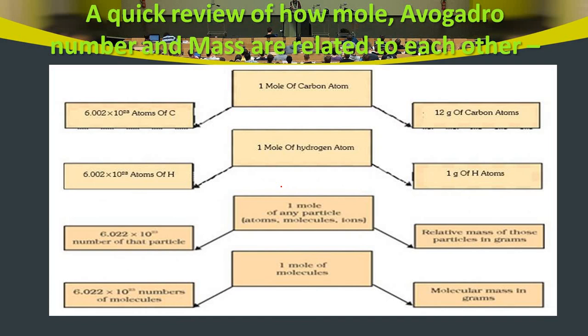So this is a quick review about how mole, Avogadro number and mass are related. If you say 1 mole of carbon atoms, it means its count is the Avogadro number of that atom only. I am using the term atom, means 1 mole of carbon atoms is always equal to 6.02 into 10 to the power 23 atoms of carbon, but in terms of mass, it would be 12 gram of atoms. If you say 1 mole of hydrogen atoms, it would be 1 gram of atomic mass, hydrogen atoms. So this is all about the correlation between Avogadro number, mole and mass.